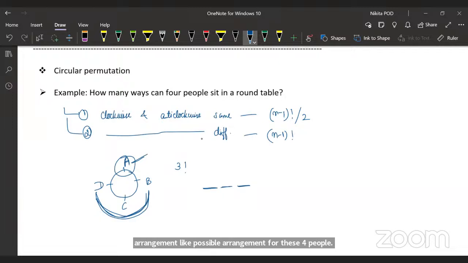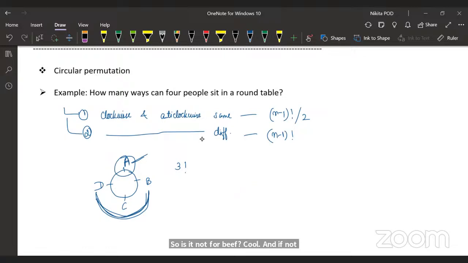Yes, ma'am. I'm still unable to understand how this is different from a regular case. You have 4 positions and you have 4 people. So is it not 4p4? And if not, why? I am still unable to understand, ma'am. Okay.